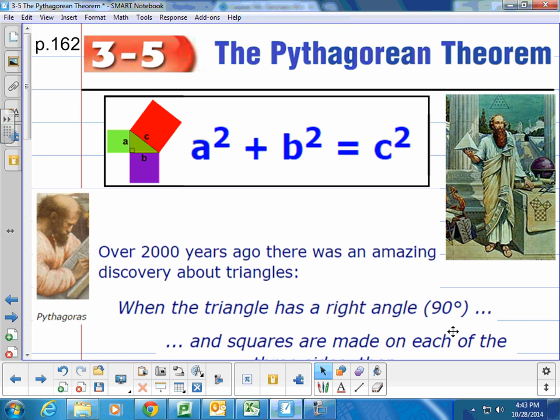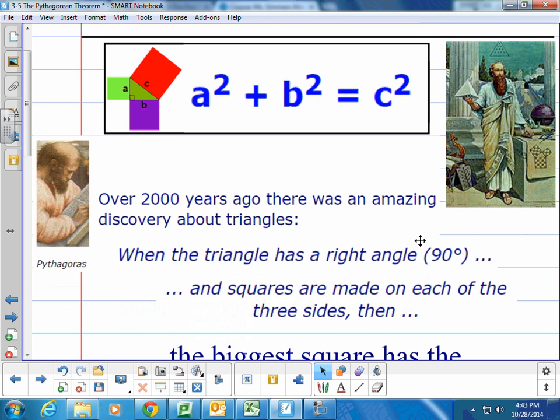So we're going to make this into a little story almost. This little picture here shows squares, which makes sense because we see the symbol of a square, or the power of 2. We're going to be talking about squares and triangles a little bit today. So this is Pythagoras. This is a man over 2,000 years ago. There was an amazing discovery about triangles.